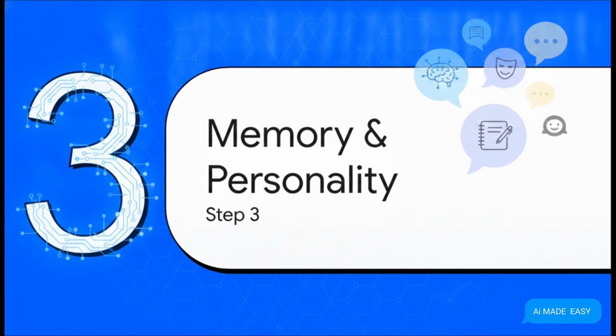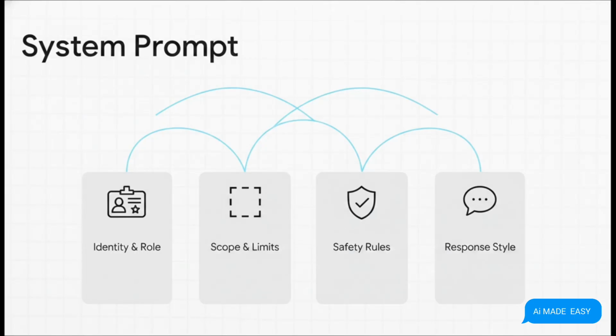Step 3, adding memory and personality. Right, so now that the bot has access to your specific facts, we have to teach it how to behave. This is the phase where natural language prompting truly shines, and honestly, where your new role as a vibe coder becomes a lot of fun. To get a high-quality chatbot, you can't just say, hey, answer questions. You need to structure a system prompt using 4 essential pillars.